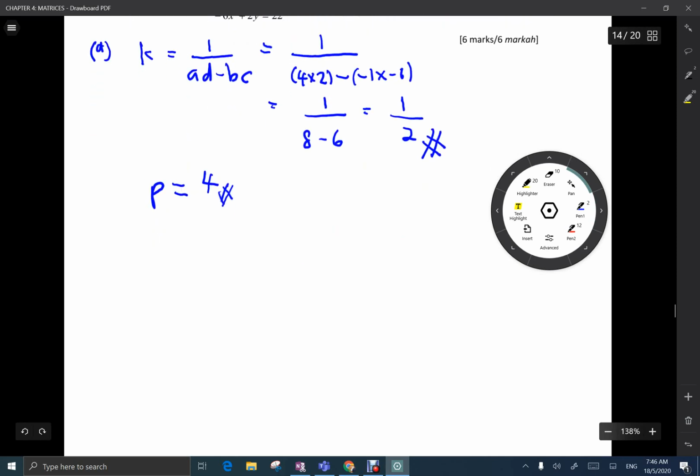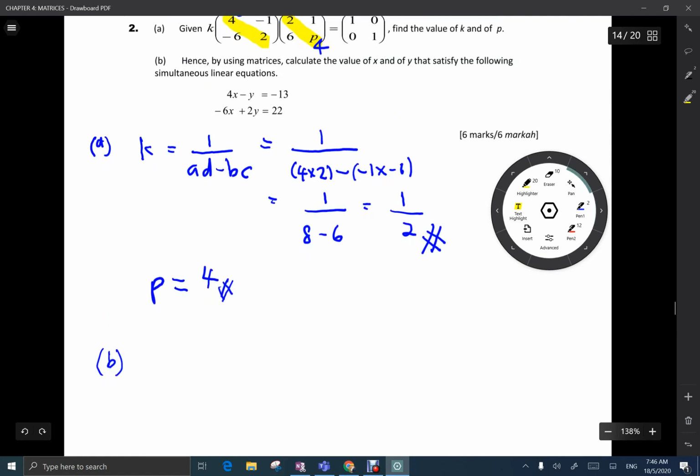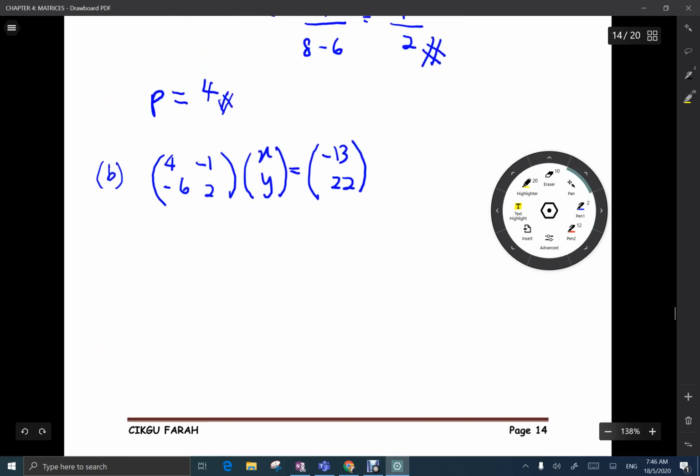Okay, now question B. Question B is the same, right? Question B is solving linear equations by using matrices. So, again, what is the first step? Open the bracket. So, 4, negative 1, negative 6, 2 times xy equals to negative 13, 22. Then you just solve as usual, like what we did before.